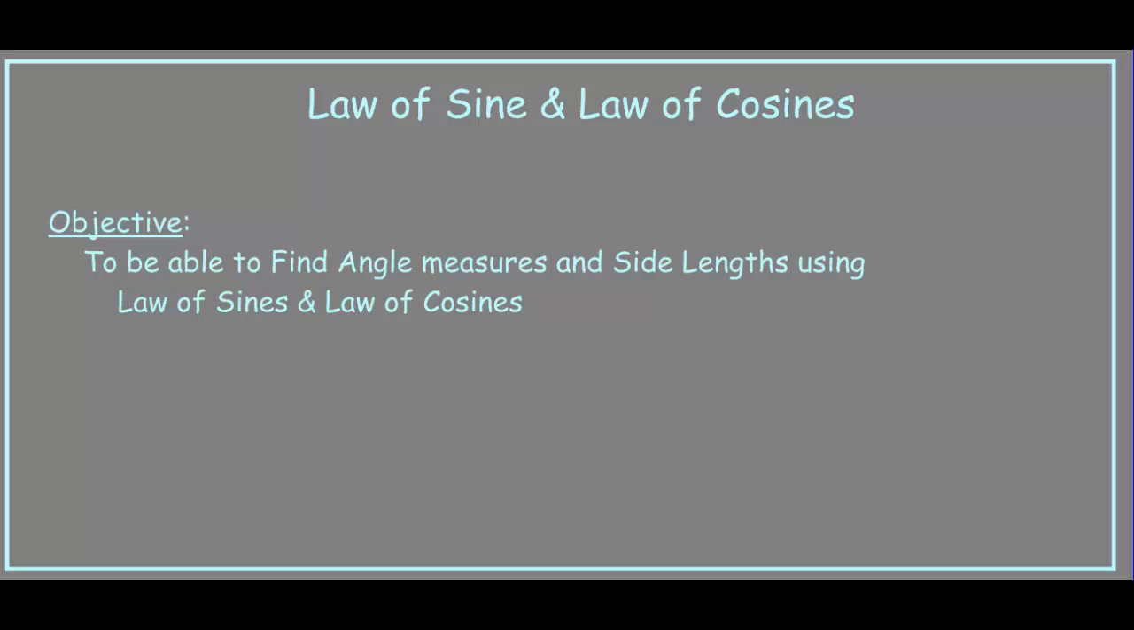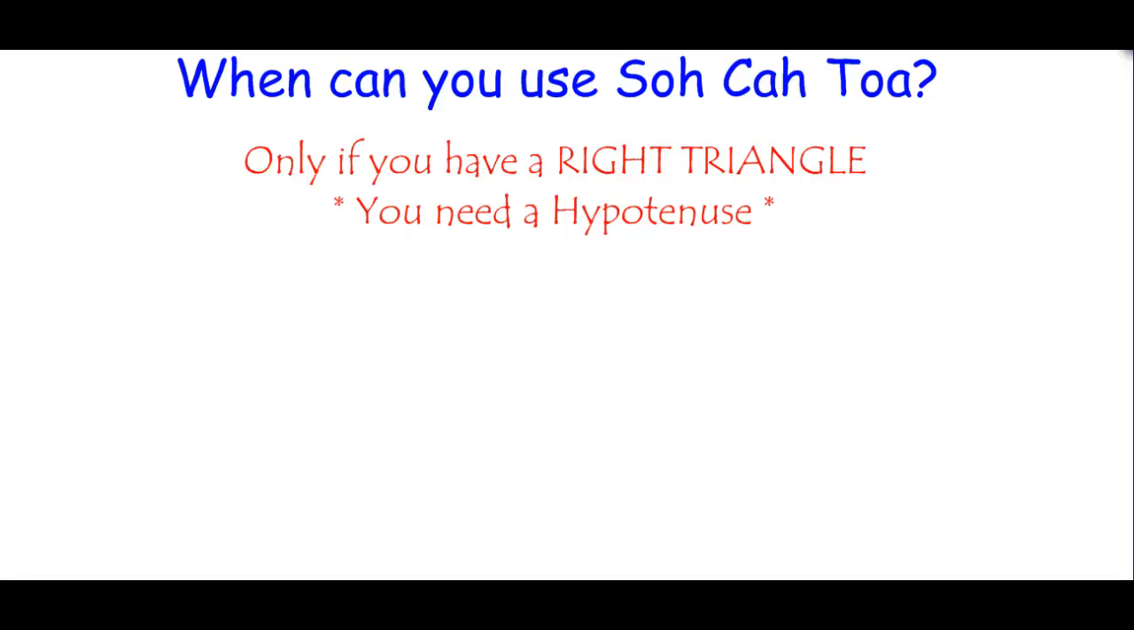Today we're going to be looking at the law of sines and law of cosines. Our objective is to be able to find angle measures and side lengths using law of sines and law of cosines. So, when can you use SOHCAHTOA? I know that's what we've done so far with our sine, cosine, and tangent. But remember, the only time we can use that is if you have a right triangle.